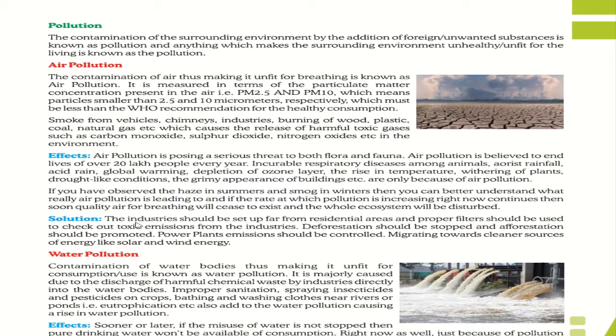Now what are the solutions if air pollution has been affected? So industries should be set up far from residential areas, and proper filters should be used to check toxic emissions from the industries. Deforestation should be stopped and afforestation should be promoted. Power plant emissions should be controlled. Migrating towards cleaner sources of energy like solar and wind energy should be implemented.